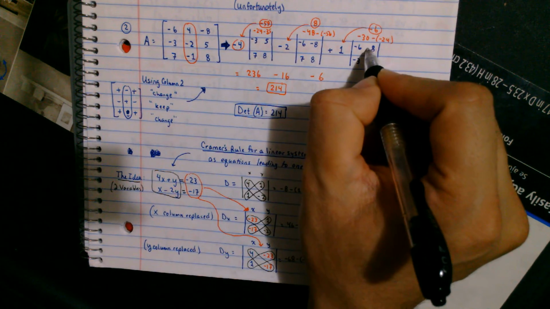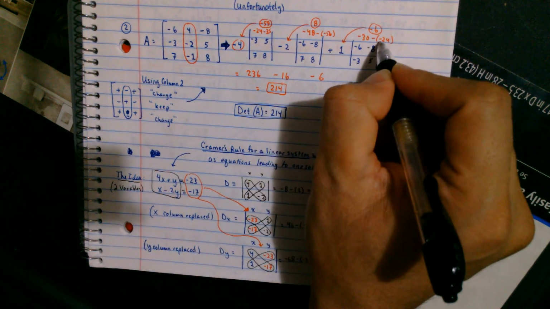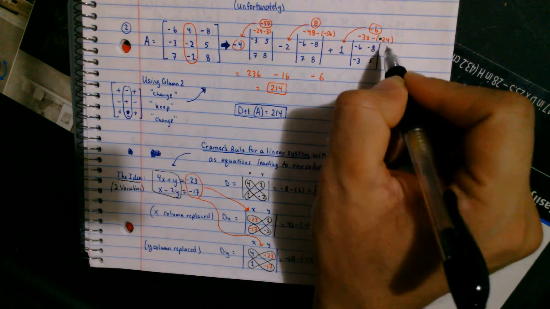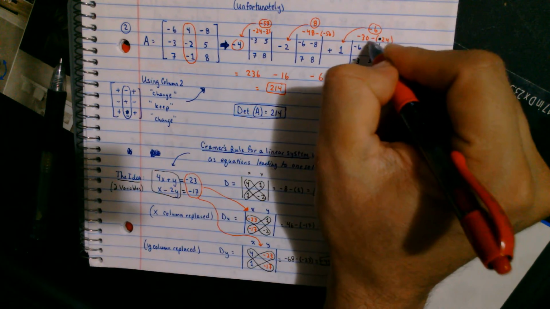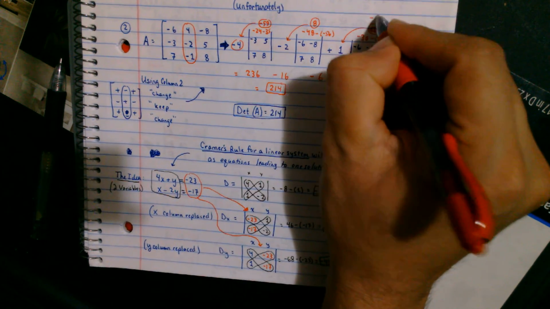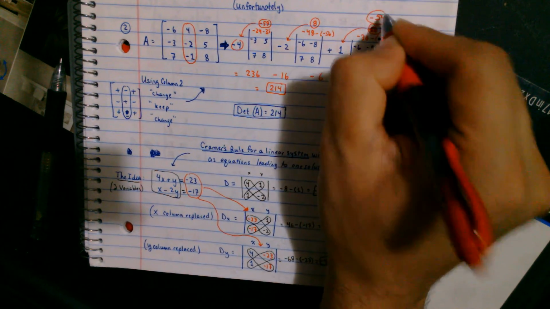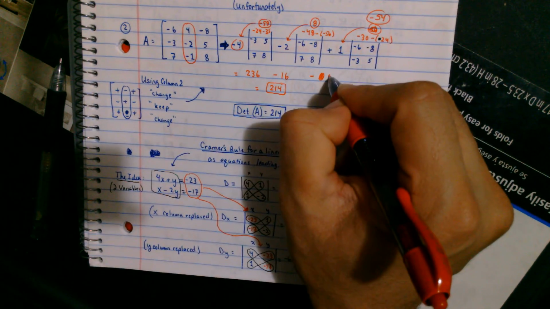Oh, geez. That's a negative 8, isn't it? Didn't catch that. So that makes this positive 24. Wow. I'm on a roll today. So negative 30 minus 24 is negative 54. Wow, that makes a big difference. So this is minus 54.